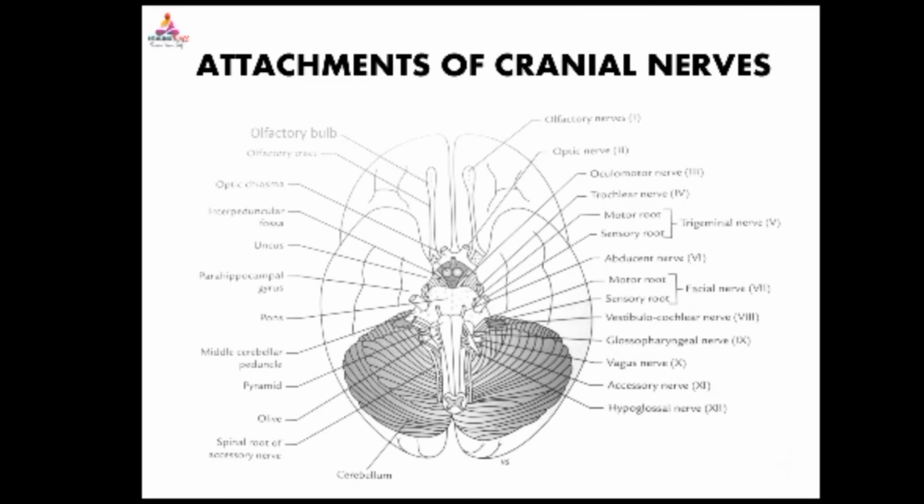Next is the vestibulocochlear nerve. It consists of two nerves, vestibular and cochlear, which are attached in the cerebellopontine angle. The cochlear nerve lies posterior to the inferior cerebellar peduncle and the vestibular anterior to it. Glossopharyngeal nerve: it emerges by a number of rootlets from a groove between the olive and inferior cerebellar peduncle.